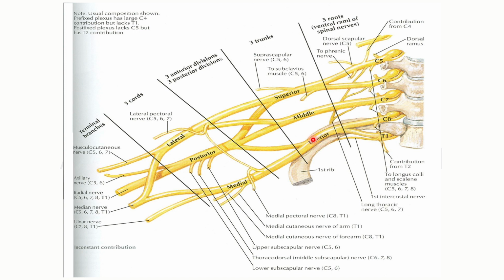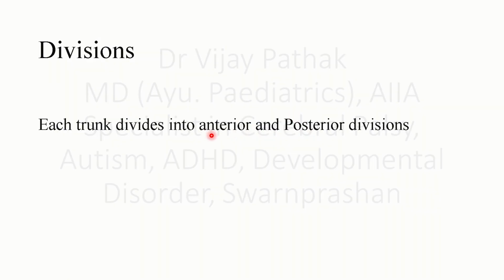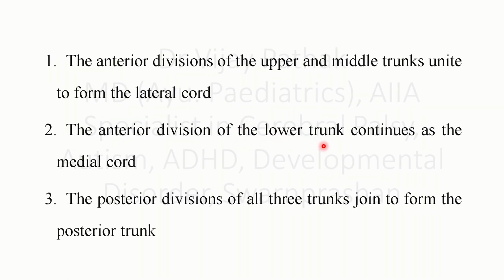Now each trunk gives two divisions, anterior division and posterior division. Like the superior trunk is giving anterior division, this, and posterior division, this. The middle trunk is giving anterior division, this, and posterior division, this. And like that the inferior trunk is giving anterior division, this, and posterior division, this. So each trunk divides into anterior and posterior divisions, right?